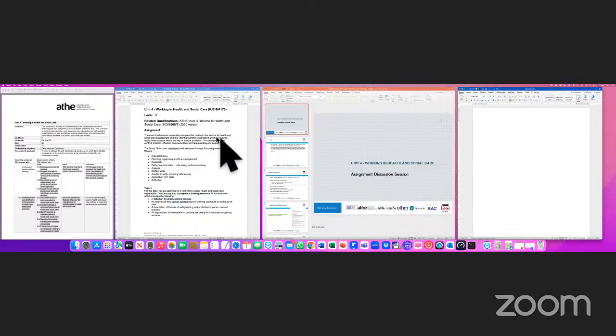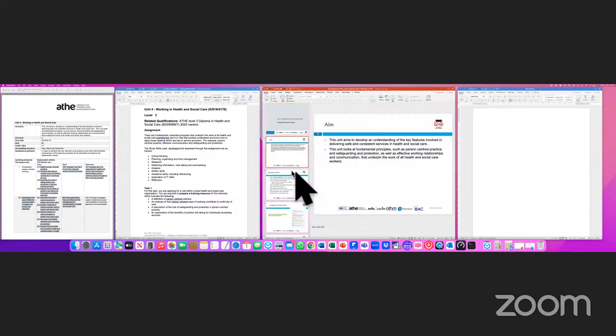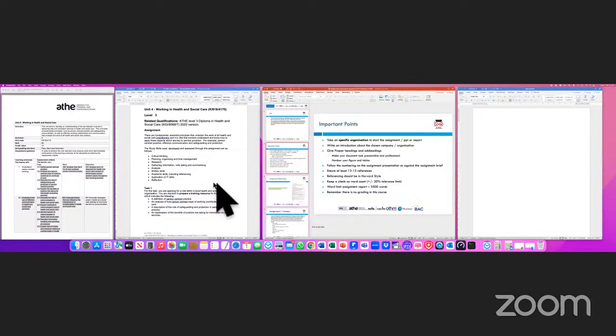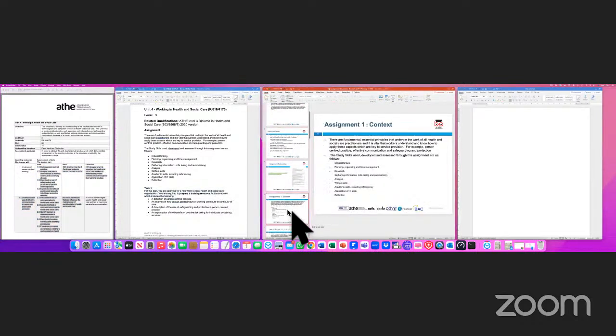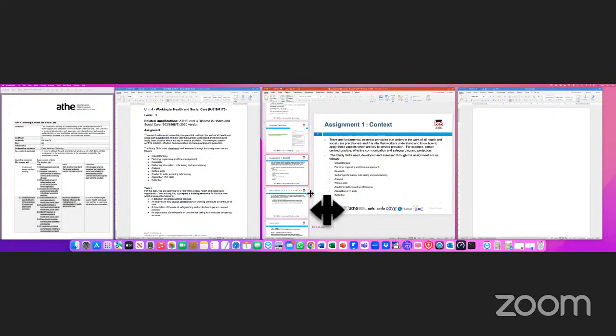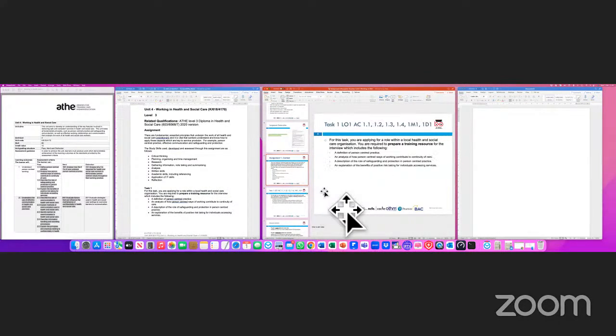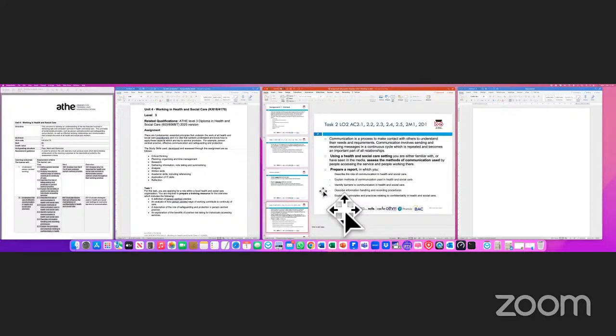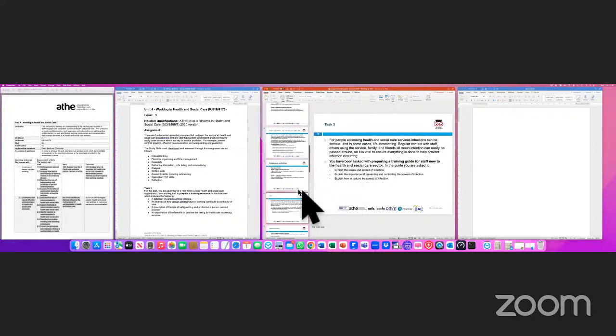Now, for the purposes of our discussion, I have used both these documents and converted them into a presentation called the assignment discussion session. All the bits given in the assignment brief have been taken here. It allows me to use this as a presentation or document to discuss what evidence you need to create when you do the assignment.